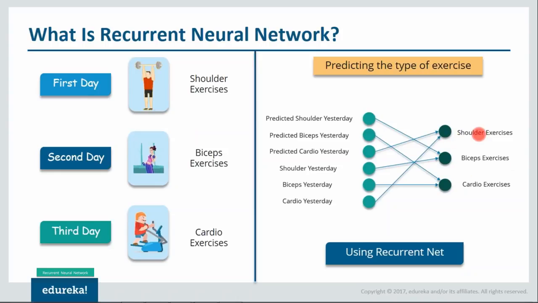And this prediction, the prediction for the exercise that happened yesterday, will be fed back to our network, and these predictions will be used as inputs in order to predict what exercise will happen today. Similarly, if you have missed your gym for 2 days, 3 days or 1 week, you need to roll back. You need to go to the last day when you went to the gym, figure out what exercise you did on that day, feed that as an input, and only then you'll get the relevant output as to what exercise will happen today.